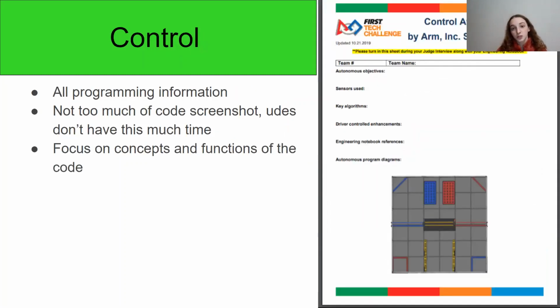You must also put in a control section to be eligible for the control award, which is all about the programming. This can either be separate from the notebook or included inside the notebook as well. You don't need to include a lot of screenshots of all your code because the judges don't have a ton of time to view your notebook or control award submission, but focus on the processes that you took to make your code, the concepts of the overall code, and the functions of your code.